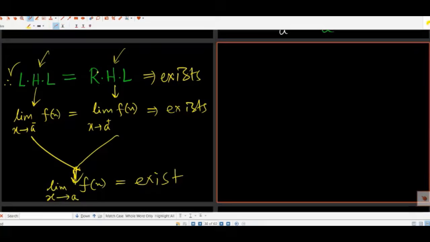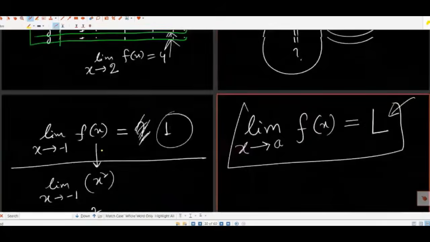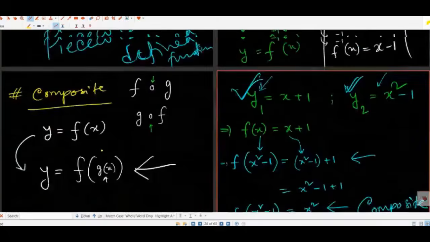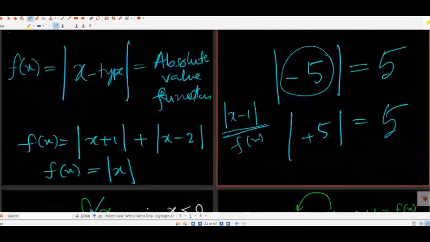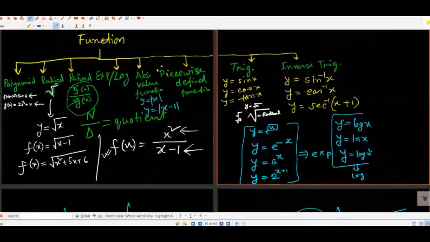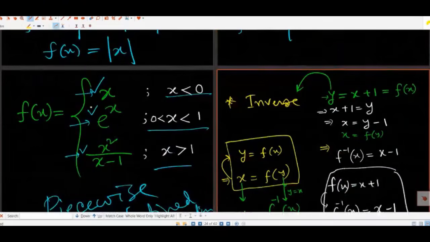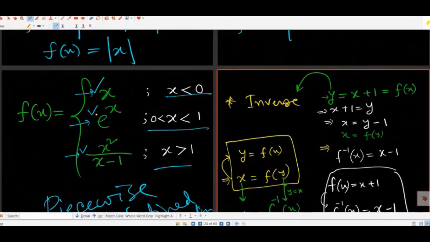For some functions you can directly find the limit, but whenever you have piecewise functions, then you need to come from the left part and from the right part. So you can understand what a piecewise defined function is. I have already mentioned that piecewise defined functions are like this, having 3 parts or 2 parts. That means more than 1 part with some intervals. Those functions are called piecewise defined functions.